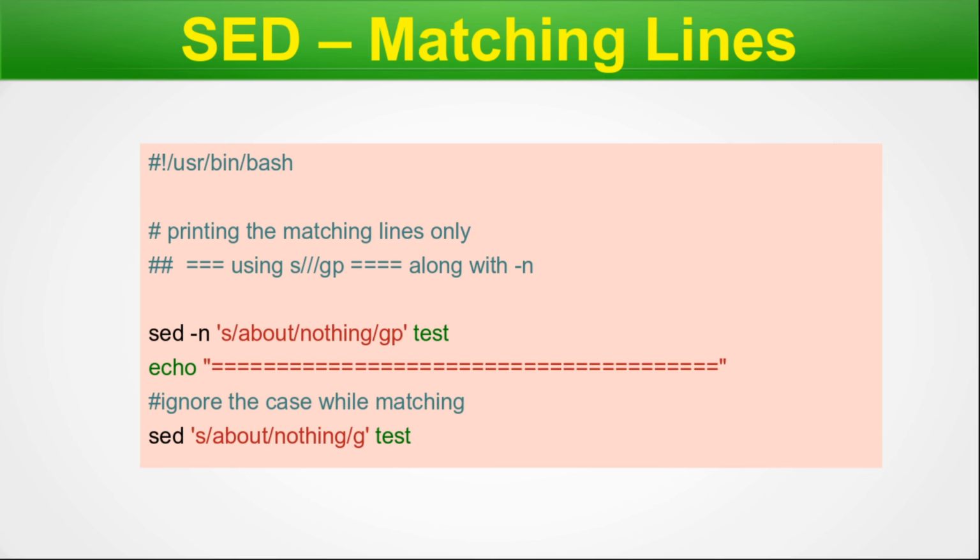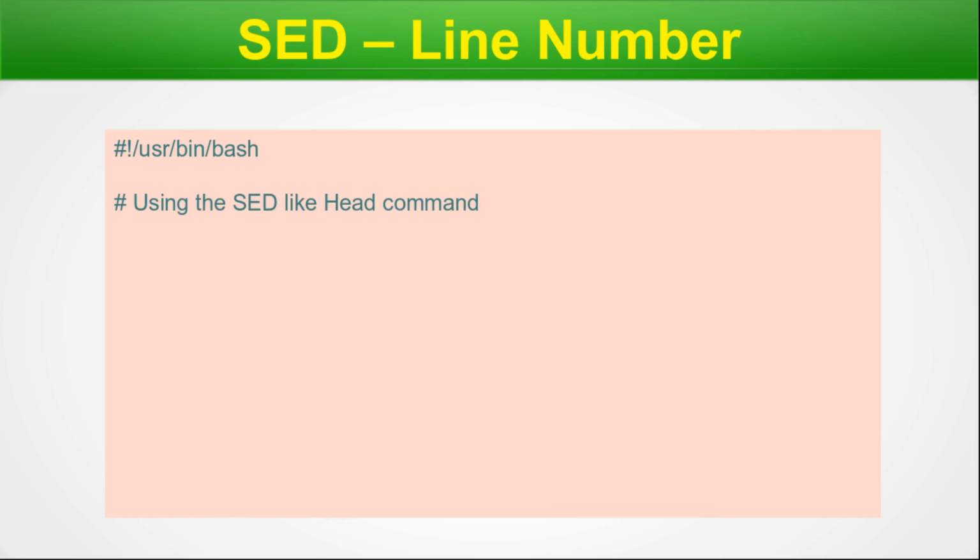So we are done with this section. Let's move on to the next section. Sed, printing the line number. We begin our script, and here we are using it like the head command, to display the first two lines and quit. So sed, then 2, then q, and we close our single quote and then the text. This prints the first two lines and quits.